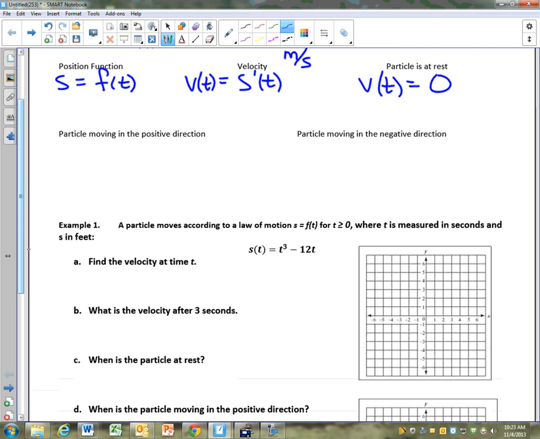Particle moving in the positive direction. If the particle is moving in the positive direction, what is going to be the velocity? The velocity will be positive. What if the particle is moving in the negative direction?